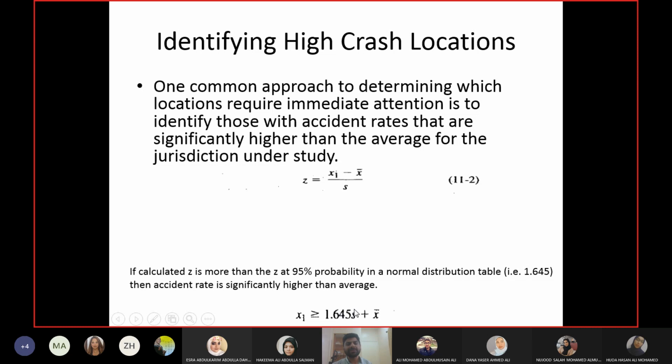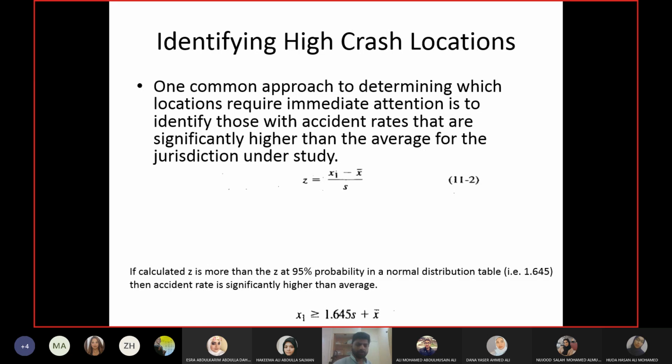Any site which has a crash rate equal to or more than this number, whatever this number comes out to be. So if this number comes out to be, let's say 16, then any site which has a crash rate of 16 or more has a significantly higher crash rate than all other sites in the area. And then those sites should be analyzed in more detail, and you have to include some countermeasures and so on.